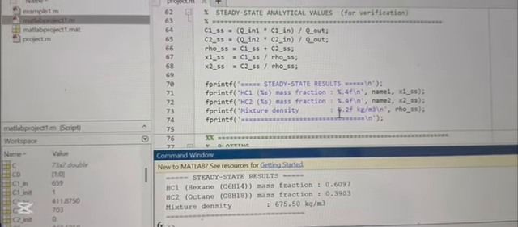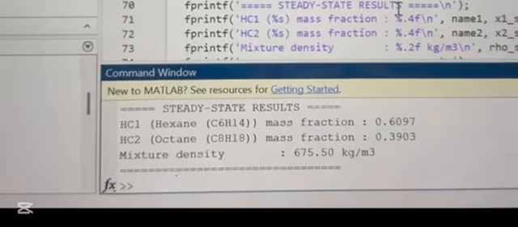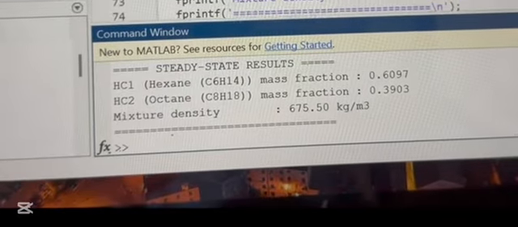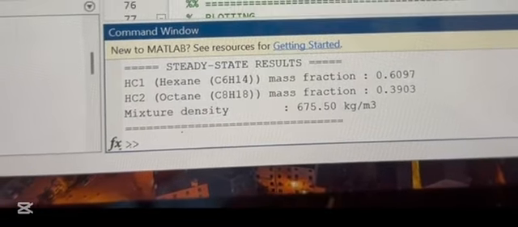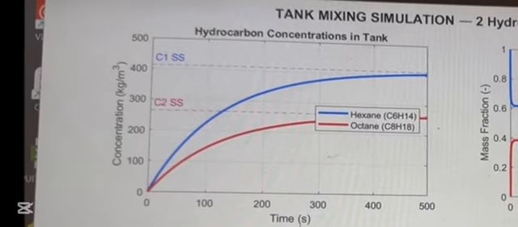Moving on, after running the code, we got steady state values for hexane and octane with mass fractions 0.6097 and 0.3902 respectively, and a mixture density of 675.50 kg per meter cubed. Now we move to the graphs.